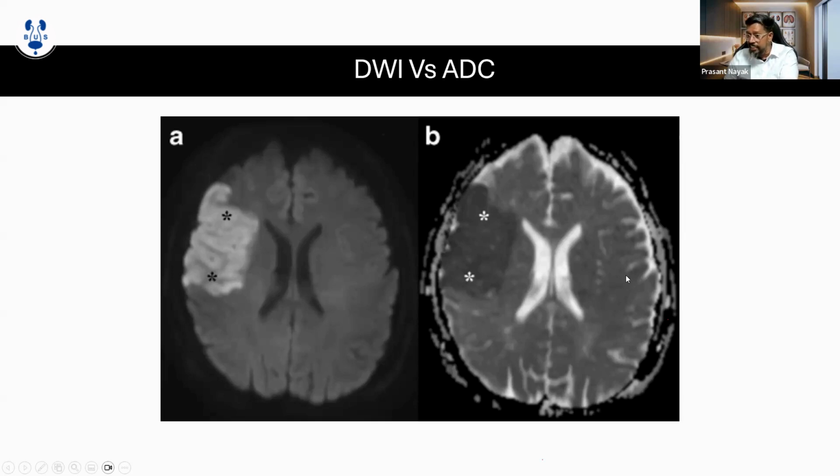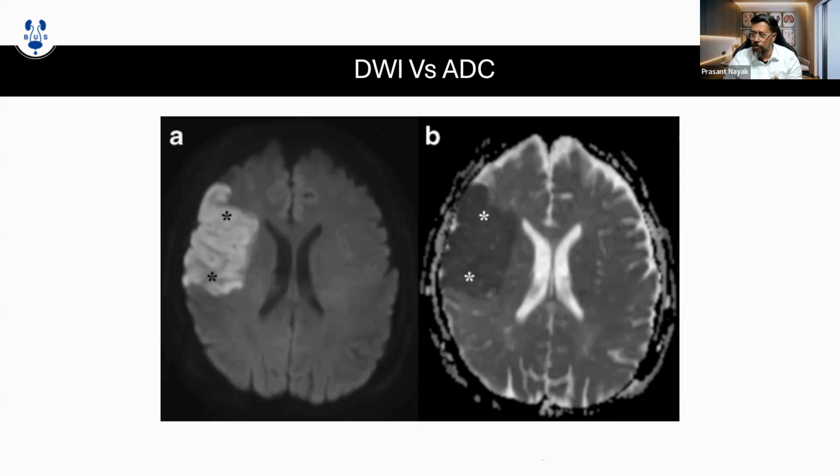But when you do an ADC map of the same thing, you are seeing the area which has restricted movement. There is no gradient change. There is no change whether you take B0 or B1000 because water is already restricted here. That is why this appears as a dark area. So areas of restricted water movement would appear as hyperintense on a DWI and hypointense on an ADC image. So this is what you need to remember. DWI, W stands for white.